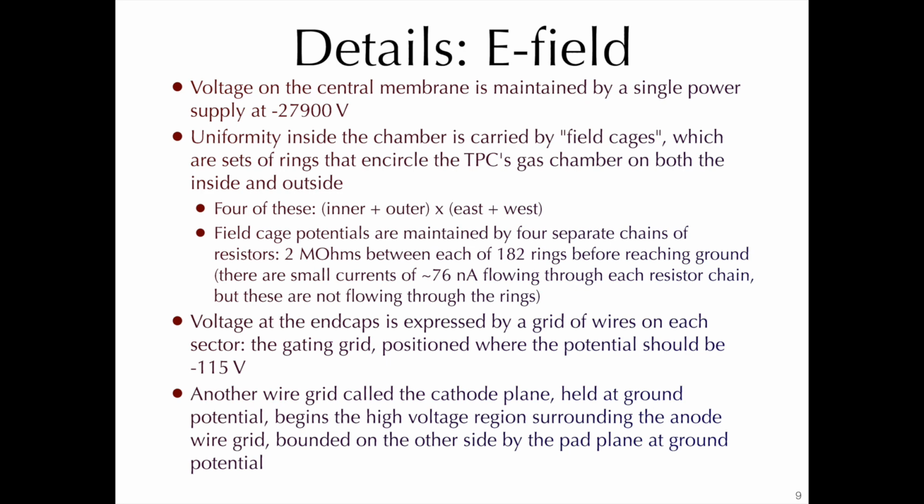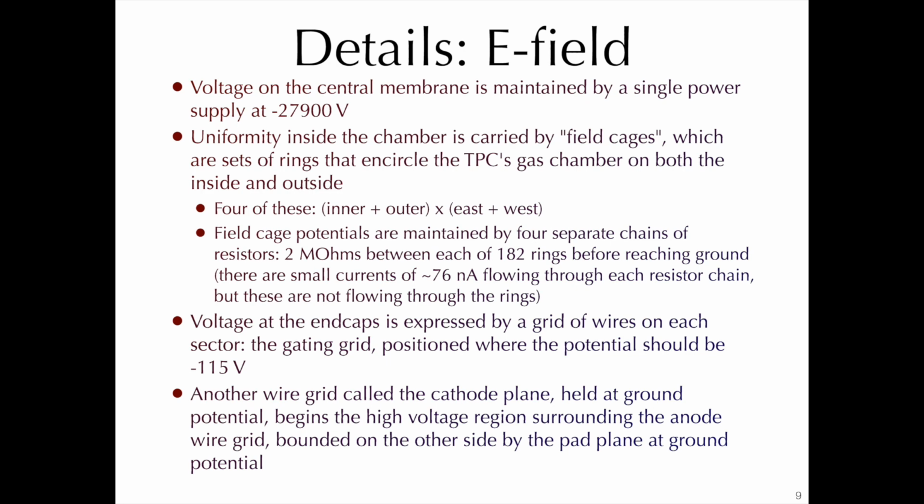For example, in Alice, the field cages that determine the potential going from the central membrane to the end cap are not part of the gas chamber walls. That field cage is actually a separate set of wires inside the gas volume. But in STAR's case, the field cage is the gas chamber wall. So the inner radius of the TPC and the outer radius of the TPC. And again, I'll have some pictures of this in a moment. But field cages then step the voltage down from the central membrane to the end caps at ground, essentially.